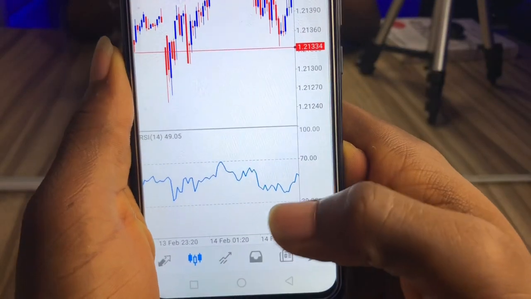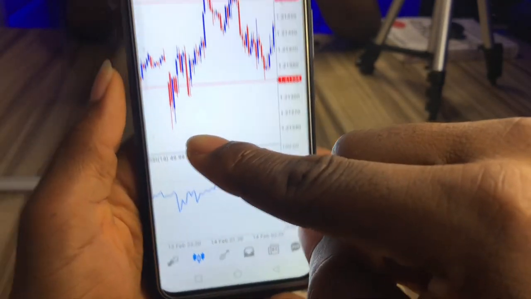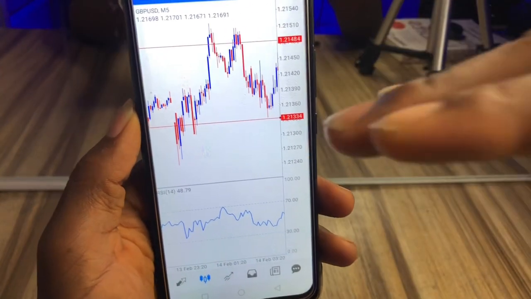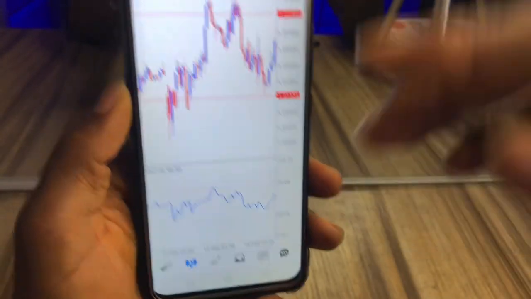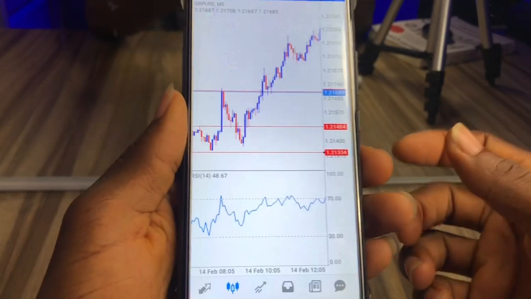Now on the RSI, you have the 70 mark and the 30 mark. Whenever price is at the 70 mark, this is trying to signify that the market is at its highest point, an overbought zone. It means that price is about to go down. As you can see, it's really correlating in the market. Now let me use an example.